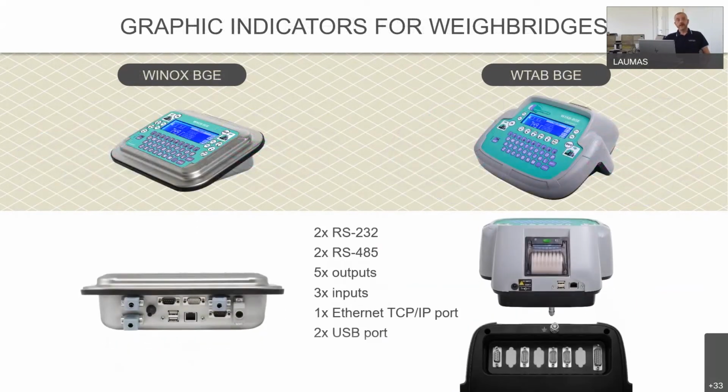Then we can check the hardware of the BGE. So the advanced indicators series W Inox and W Tab BGE have as standard a graphic display, an alphanumeric extended keypad, 4 serial outputs, so we have 2 RS232 and 2 RS485, 1 Ethernet TCP/IP port, 2 USB ports, and then we have 3 inputs and 5 relay outputs.